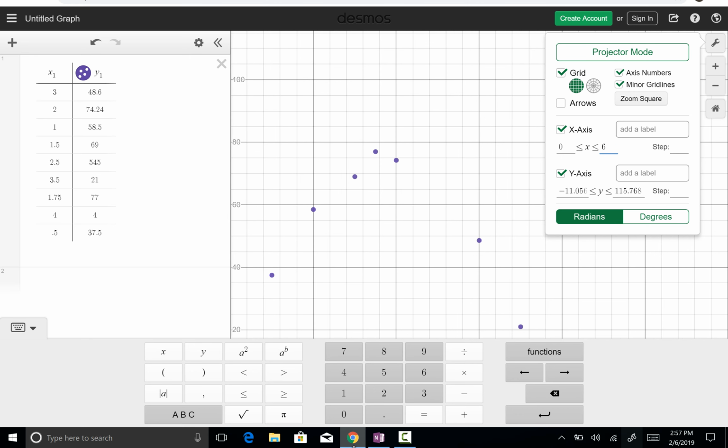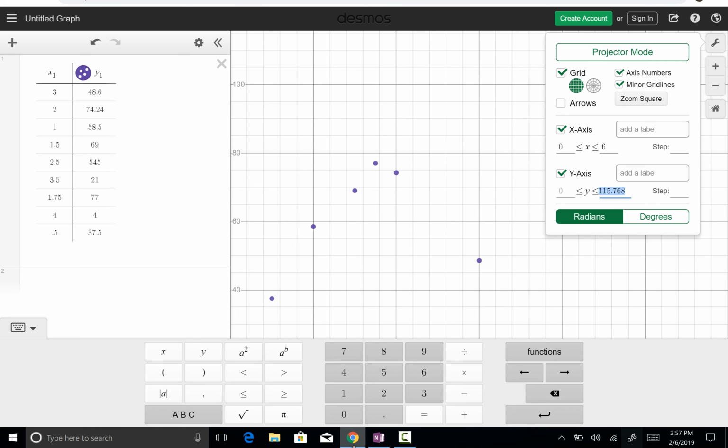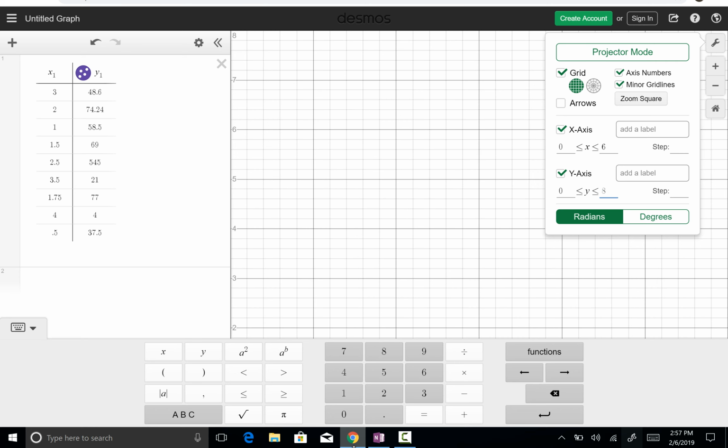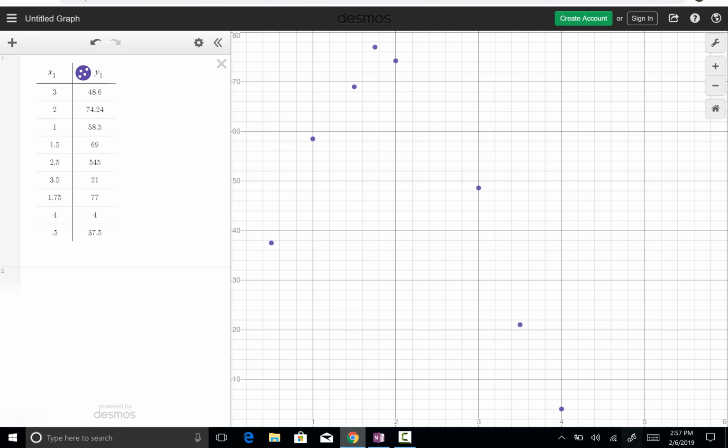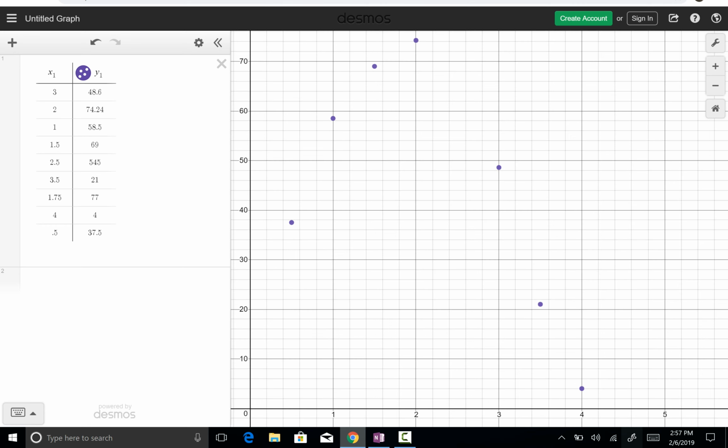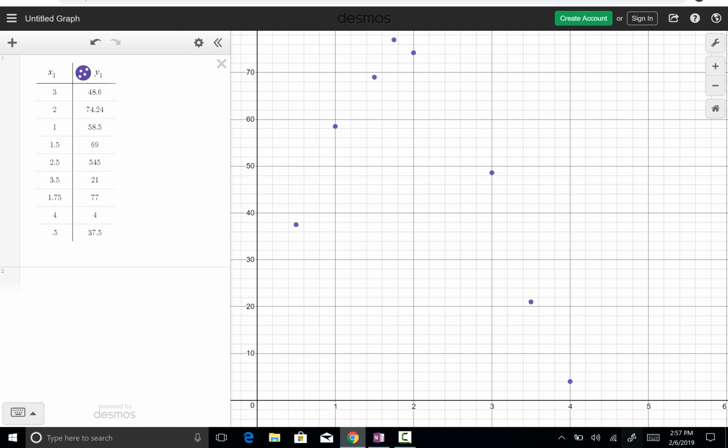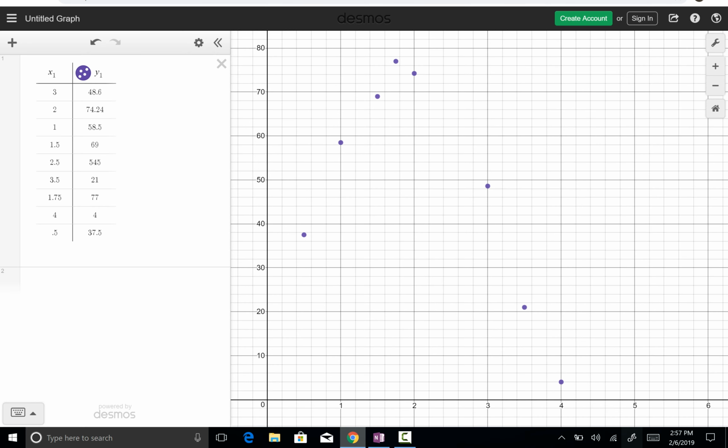Alright, my y, I'm going to make 0, and my y maximum about 80, because I don't see anything higher than what I got. Okay, so 0 to 6, 0 to 80, anything about in that range should work. So here's my scatter plot of my numbers. Okay, so we've got somewhat of a curve here.